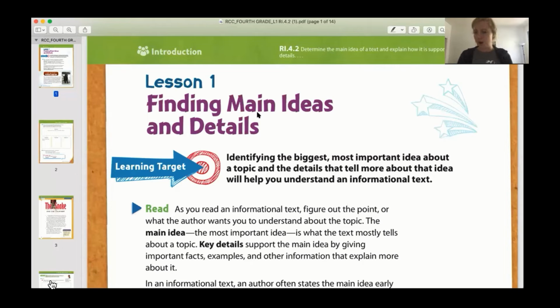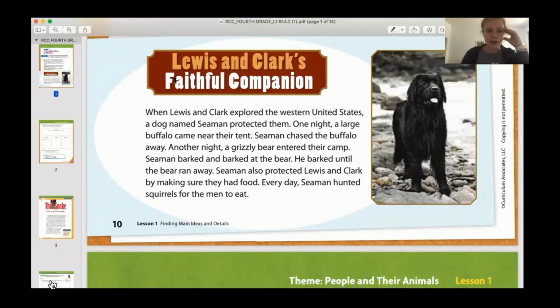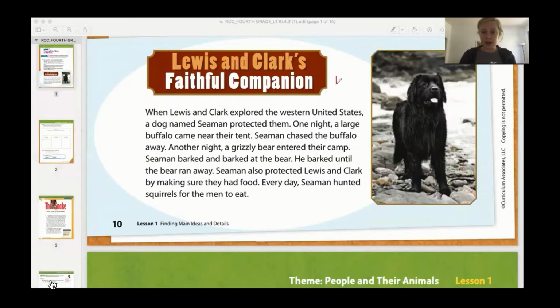Hello, scholars. Today I'm going to teach you a quick lesson on main idea, since that's our focus for the week in RPH. Let's start by reminding ourselves, what is main idea? As I read this first sentence in the title, Lewis and Clark's Faithful Companion, it says, when Lewis and Clark explored the Western United States, a dog named Seaman protected them. Right away, I noticed that I'm reading facts. So I'm going to go ahead and annotate here that this is nonfiction. So I'm just going to put NF. That tells me I'm reading nonfiction.